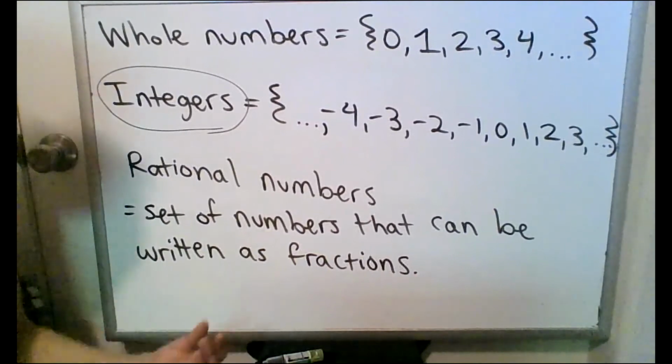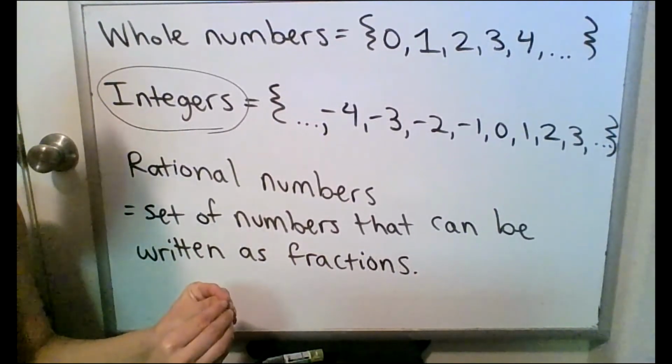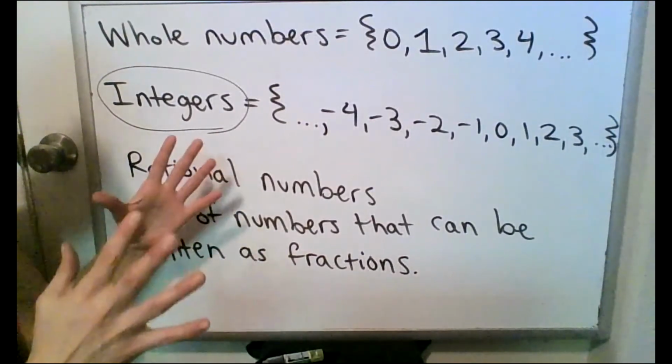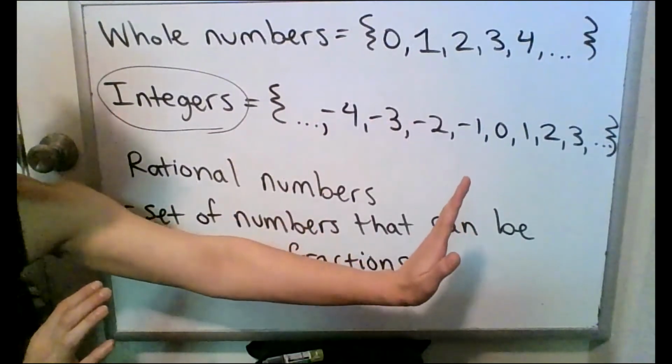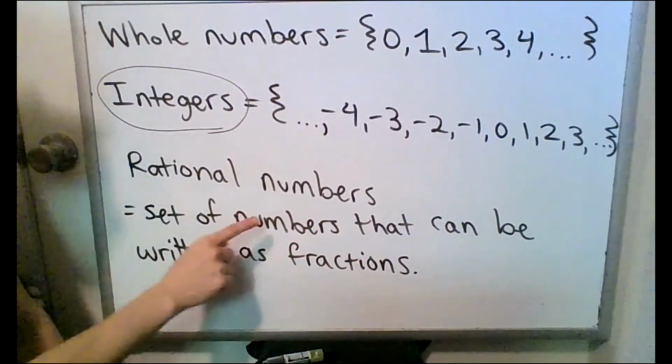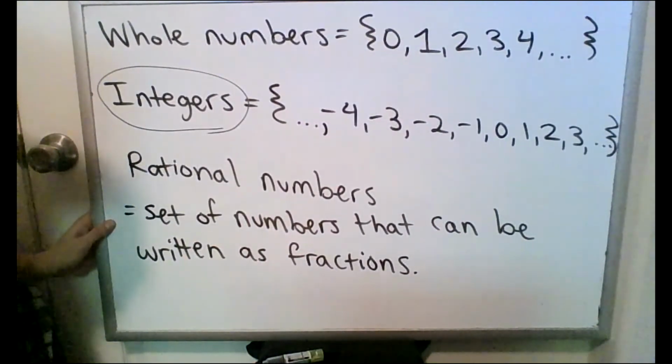I think I will draw a picture once we're done with these sets, but we had the natural numbers, and then that expands to whole numbers, then to integers, and then to rational numbers. But aside, totally separate from this set, are the irrational numbers. And they're numbers that can't be written as fractions.